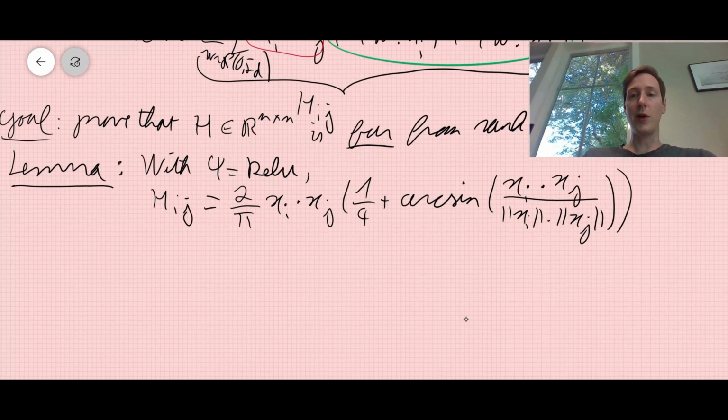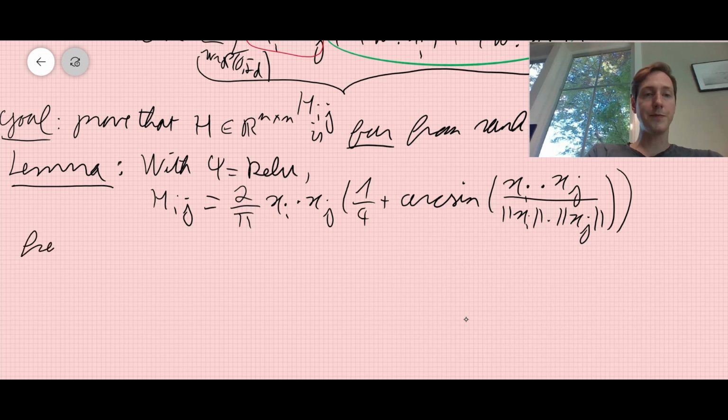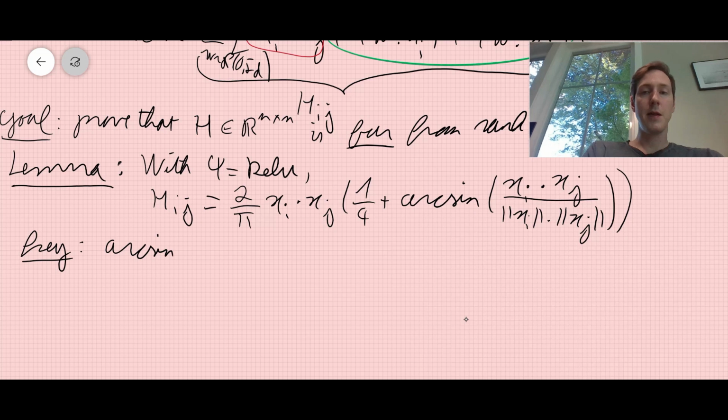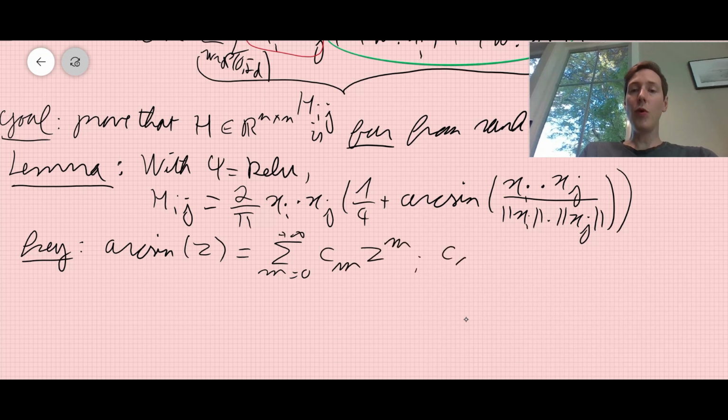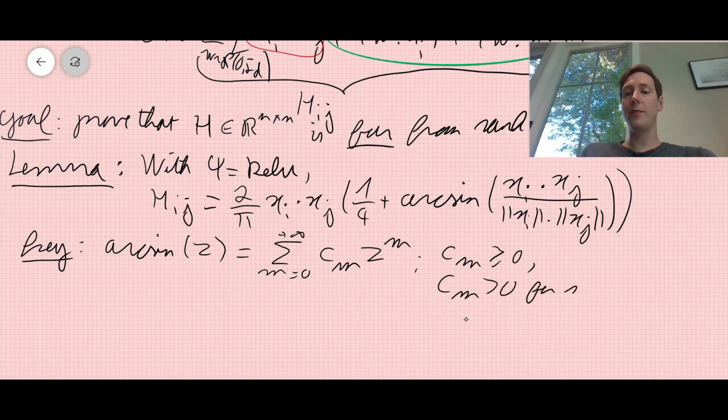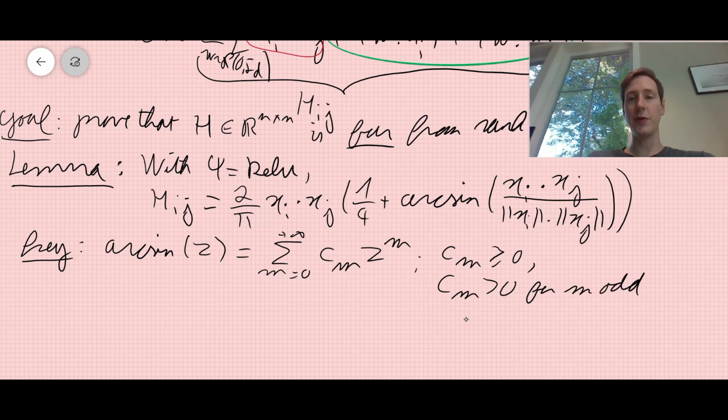But the key for us is that arcsine of z, when you just do the Taylor expansion, is of the form sum from m equals 0 to infinity of some coefficient cm times z^m. And all the cm's are non-negative. And in fact, the cm are strictly positive for m odd. Okay, so this you can just calculate from the derivatives.